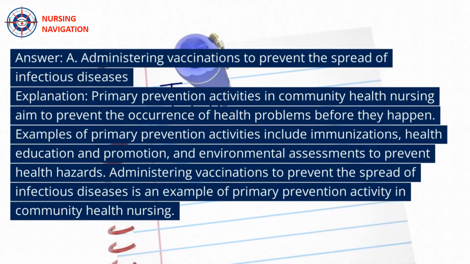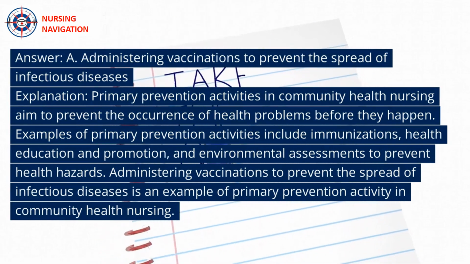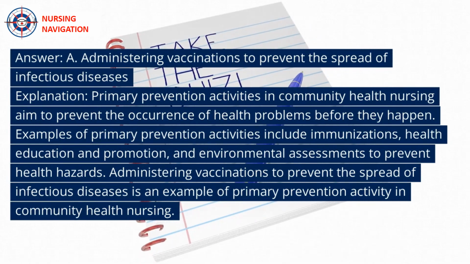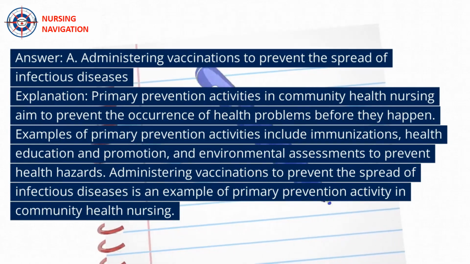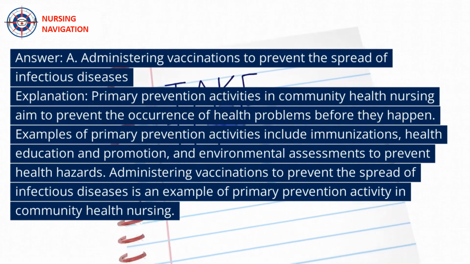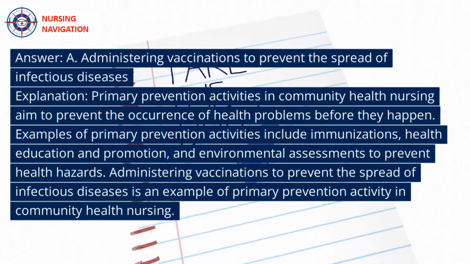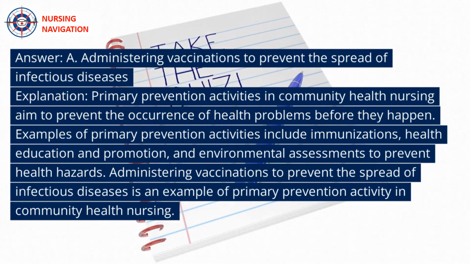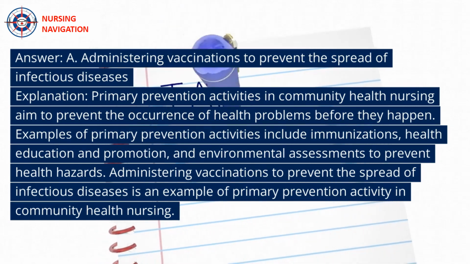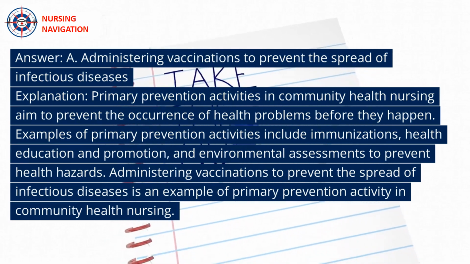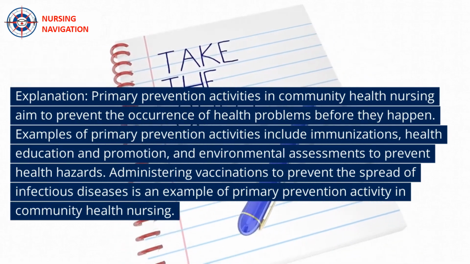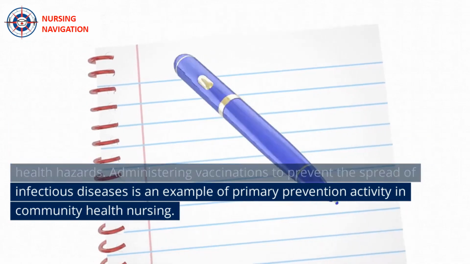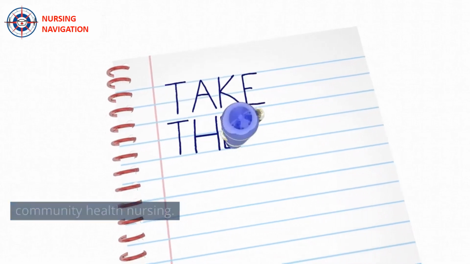Answer. A. Administering vaccinations to prevent the spread of infectious diseases. Explanation. Primary prevention activities in community health nursing aim to prevent the occurrence of health problems before they happen. Examples include immunizations, health education and promotion, and environmental assessments to prevent health hazards. Administering vaccinations to prevent the spread of infectious diseases is an example of primary prevention activity in community health nursing.